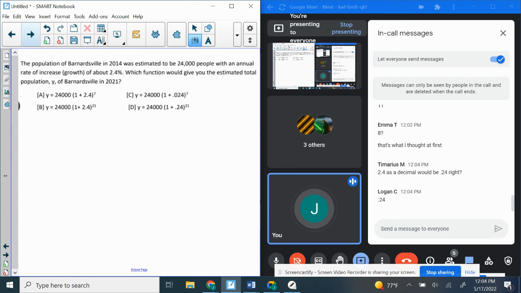So remember to change to a decimal. Oh, so close, Logan. You moved it one time to the left. You want to move it two times to the left. So 2.4% as a decimal. You got to move it one more time. Yes, good job, Emma. So 0.024 as a decimal. So then you want to look at those choices, and it says growth, so you want to make sure it's addition. All of those choices are addition, so that's not a problem. So which answer choice is the right answer?